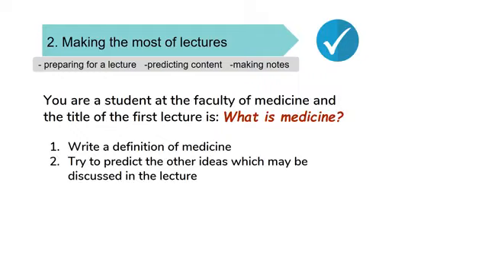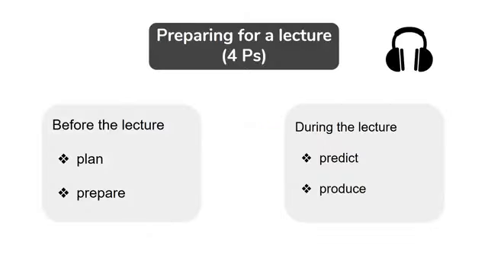So how to prepare for a lecture? We have things to do before the lecture and things to do during the lecture. Before the lecture, we have to plan and prepare. During the lecture, we have to predict and produce. So there are 4 P's.